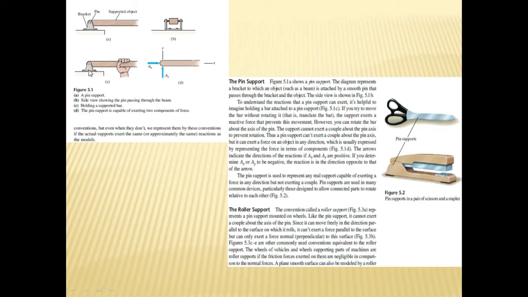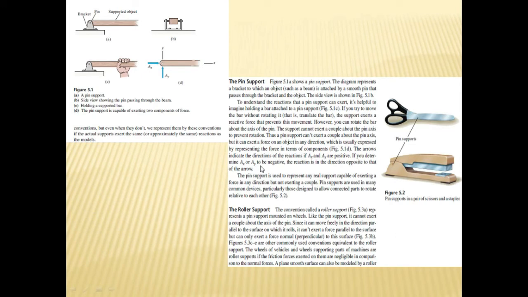On the contrary, if I try to rotate this bar with my hand, say 180 degrees from here to here in an anti-clockwise direction, it will be easily rotated. So he is saying that the pin will not provide resistance against the couple movement, but it will provide resistance along the x and y axes, Ax and Ay. The arrows indicate the direction of the reactions if Ax and Ay are positive.